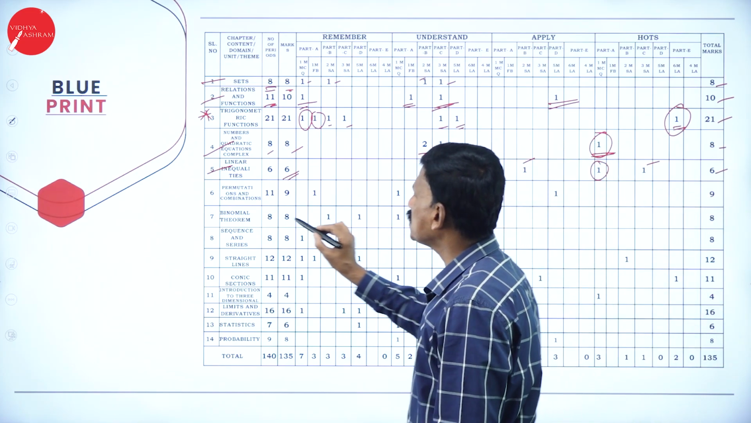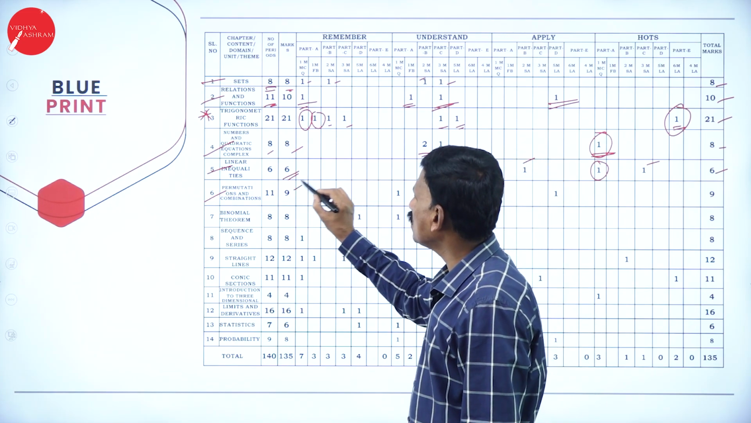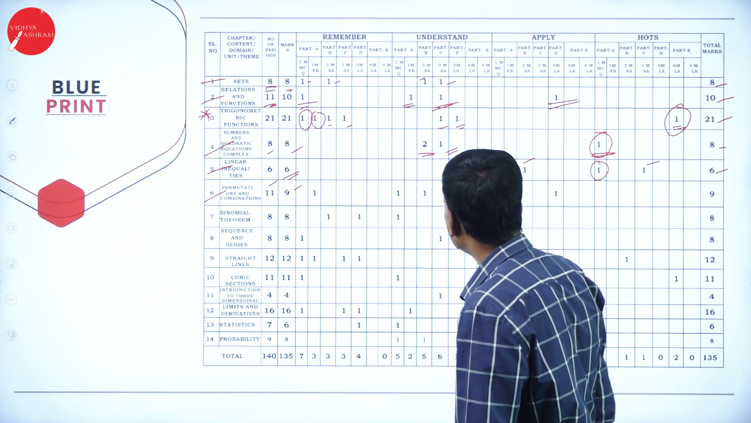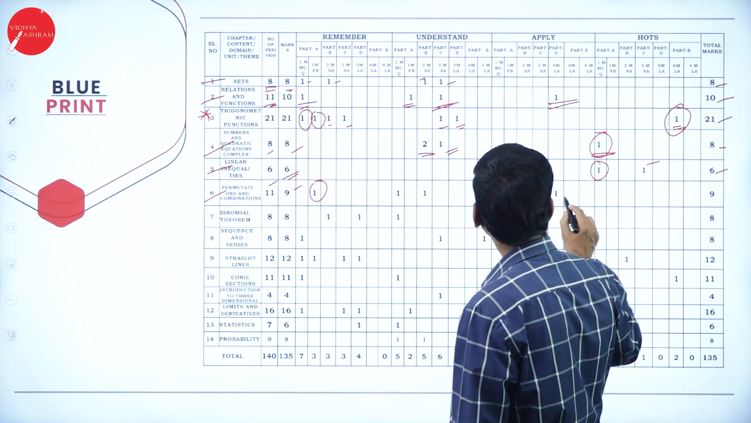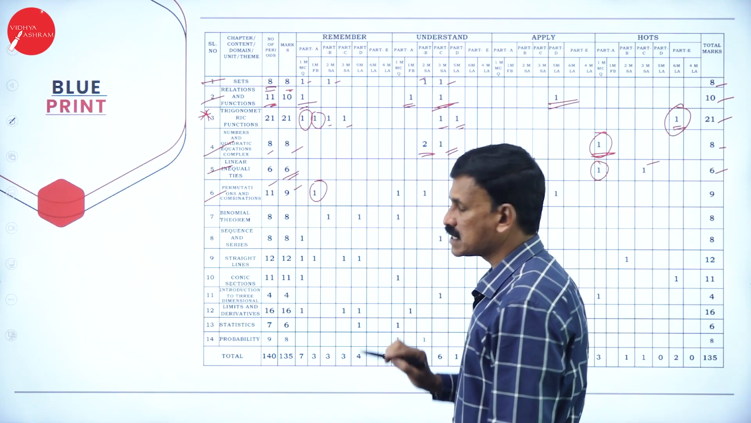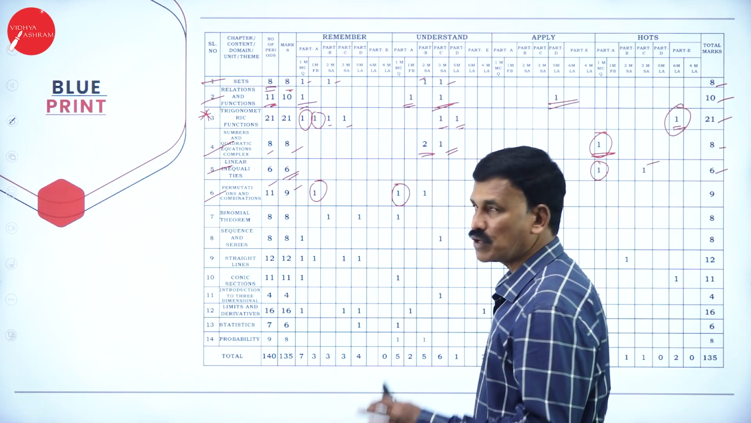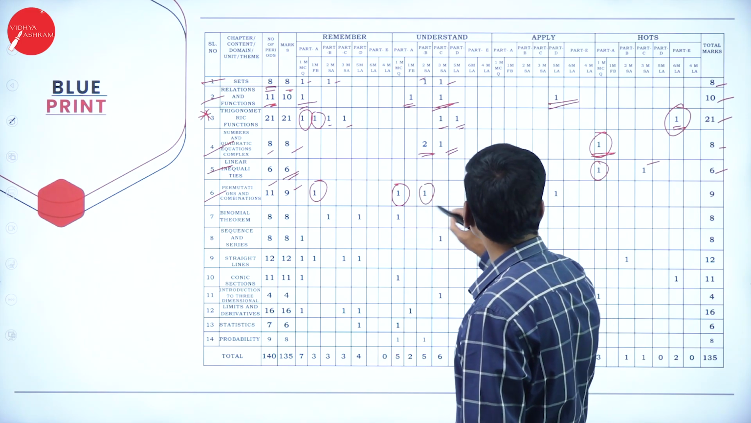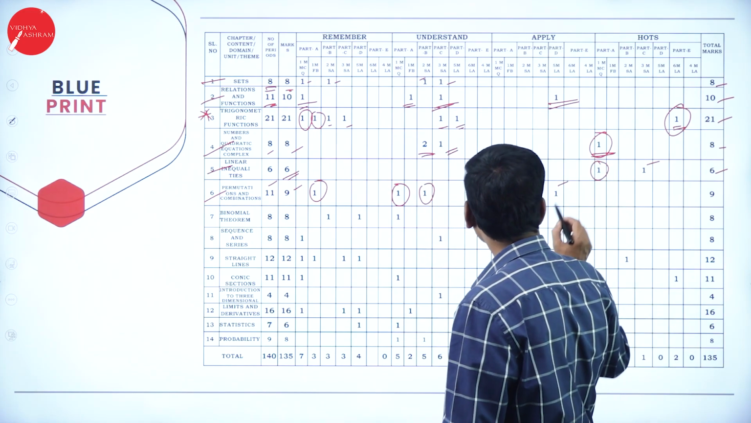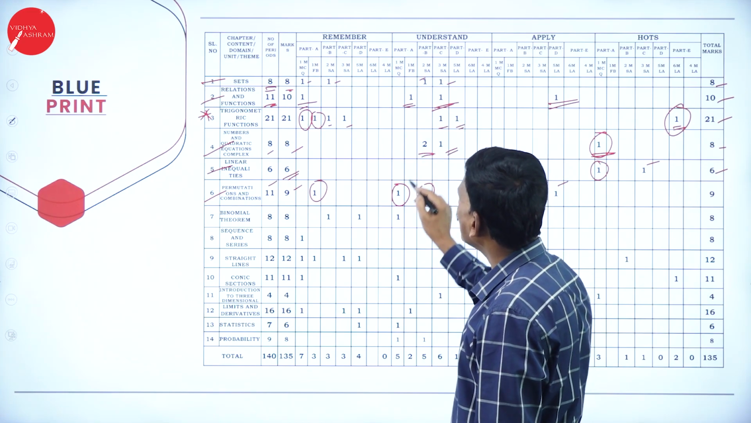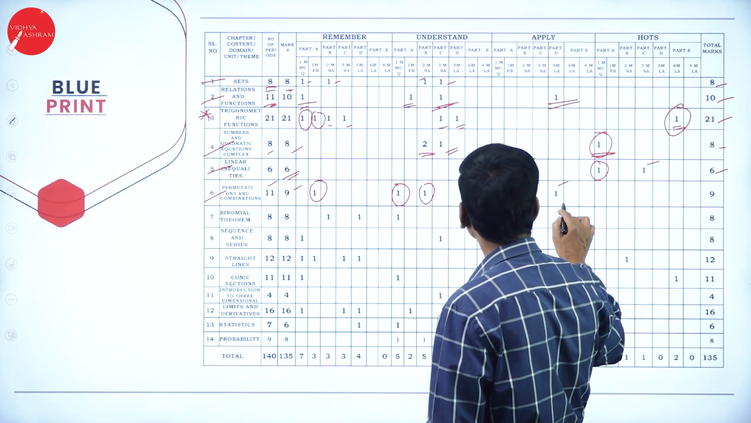Right. Now move on to the next chapter, that is permutations and combinations. Here the total marks is 9 marks, but the number of teaching hours is 11 hours. In this you will get one fill in the blanks and one MCQ, that is an objective type question, two 1 mark questions, and one 2 marks question, and one long answer question for 5 marks. So 1 plus 1 is 2, 2 plus 2 is 4, 4 plus 5 is equal to 9 marks.